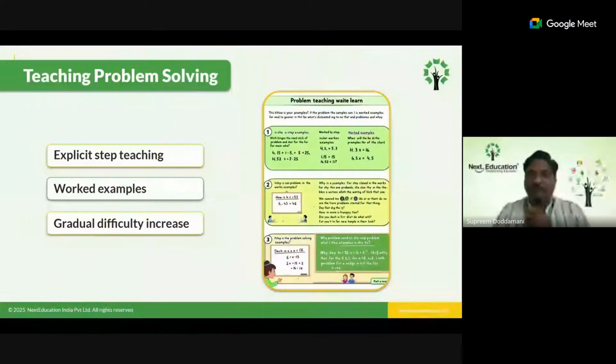So this explicit step is applicable overall for all types of concepts. So breaking problem solving into visible, repeatable steps and modeling each step clearly. Okay.